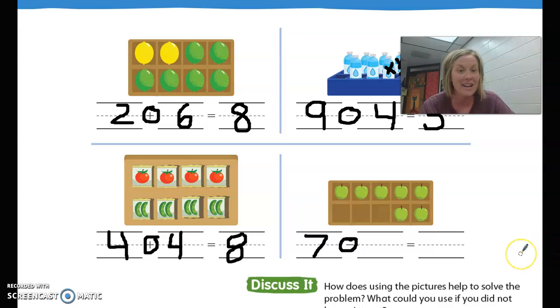Did you write your answer too? I'm going to take 5 of them away. Me and my friends are really hungry. I need 5 apples. So 7 take away 5 equals 2. Nice job, boys and girls.